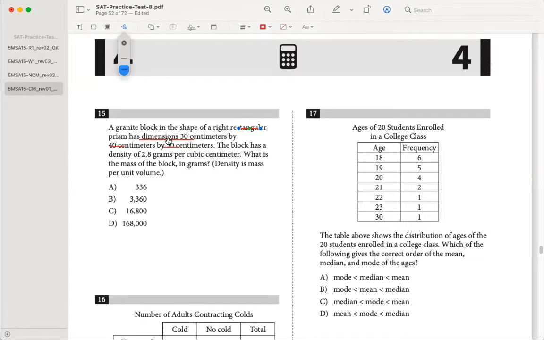So then 30 times 40 times 50. Okay, and then density equals mass divided by volume. So if you're looking for the mass and you have the volume, volume times density equals the mass, because if you rearrange this equation, 2.8 should get you 168,800, which is D. That one's pretty easy, just plug and play.